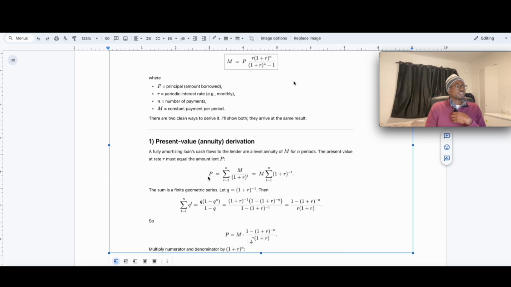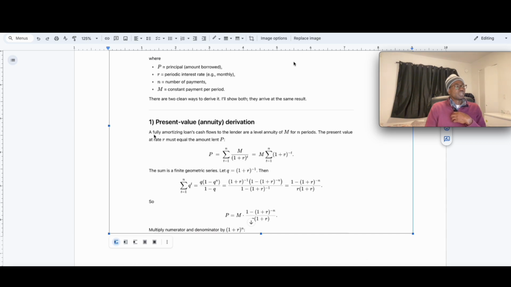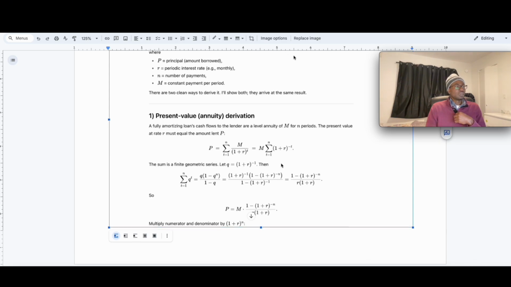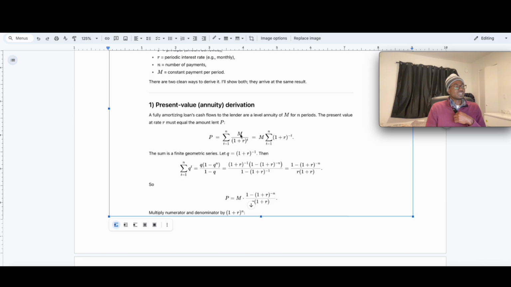So this is the formula, that is a fully amortized loan where the cash flow to the lender is a level annuity of M for N periods. It's an amortization. That is, you are paying a fixed amount over a period of time, cumulatively, to repay the principal that was borrowed from the lender. It could be a bank, it could be any of the lenders. So we are looking at the amortization of the present value of the principal that we loan.